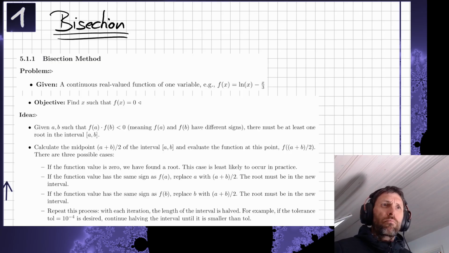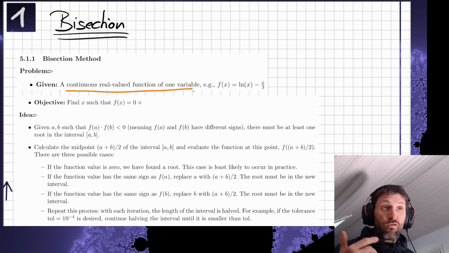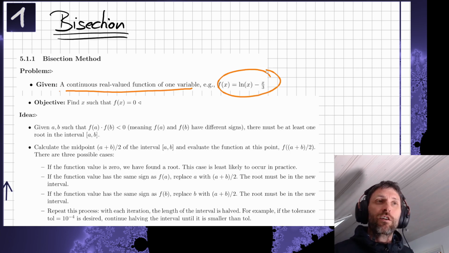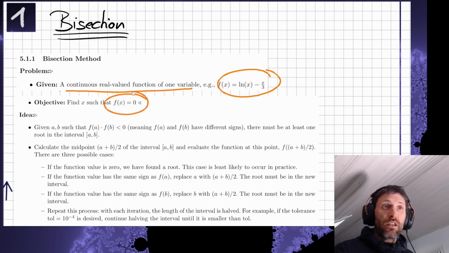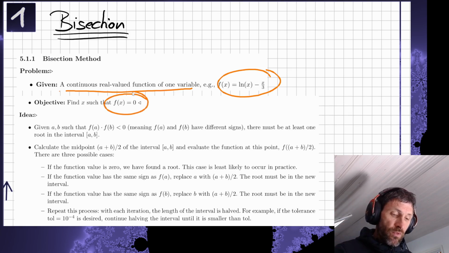Let's talk about the bisection method to find the root of a function. Given is a continuous function in one variable, and let's say we are checking the logarithm of x minus x divided by 3, and we want to find the point where this function gives the function value 0.